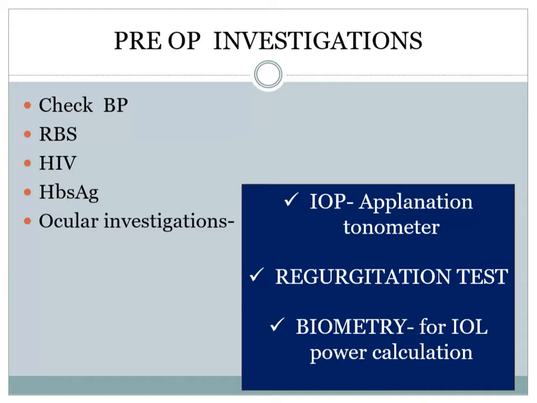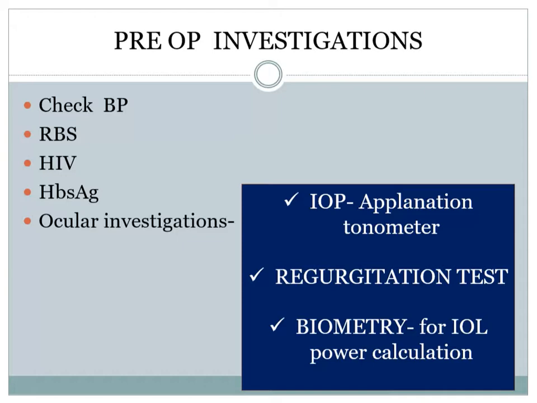Okay, so among the blood investigations, there are three things which you have to do. That is, one is random blood sugar, then HIV, and HBsAg. Okay, random blood sugar, because you have to see that the blood sugar levels are within the normal limits. Otherwise, there is a higher chance of endophthalmitis in patients whose blood sugar levels are not controlled. That is the reason you have to do RBS compulsorily.